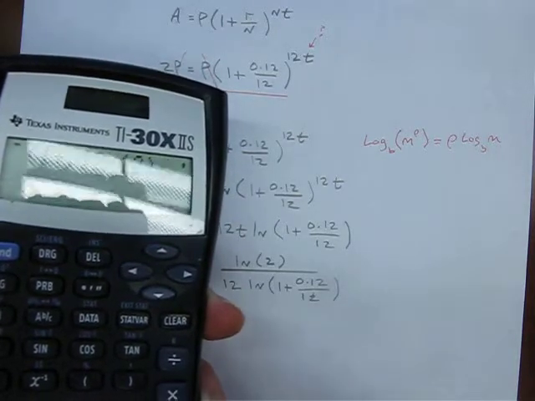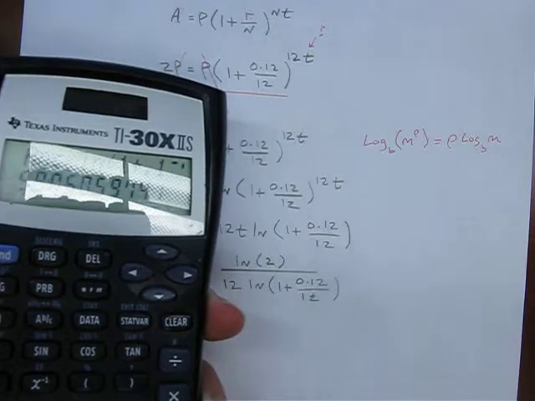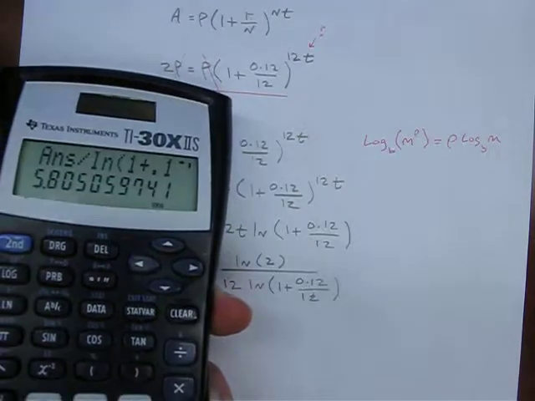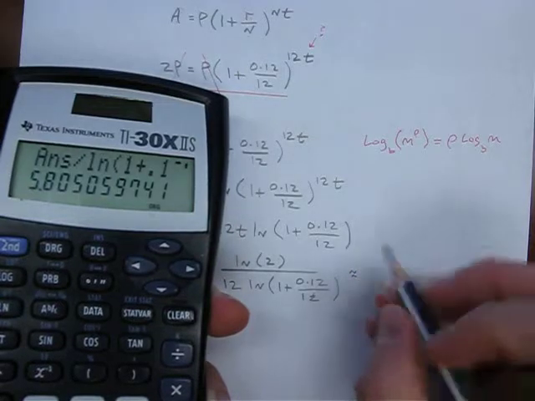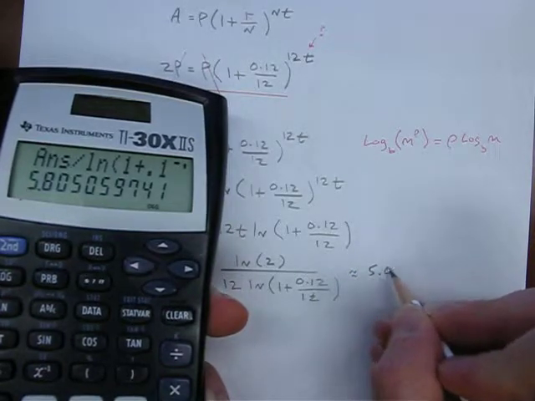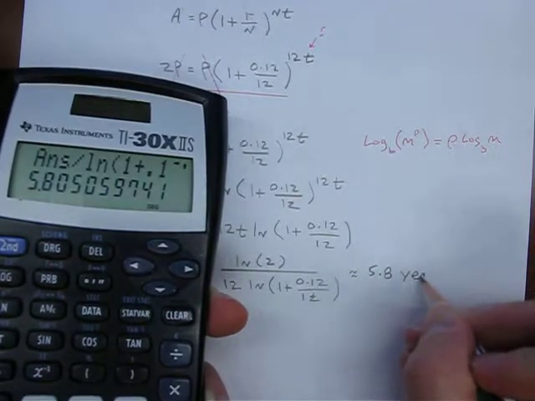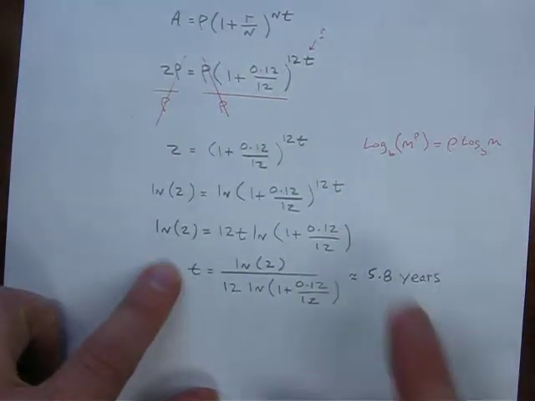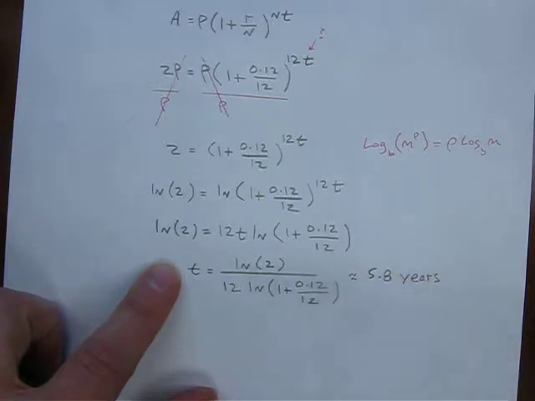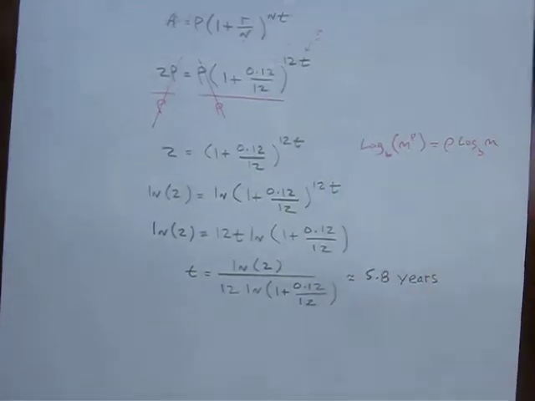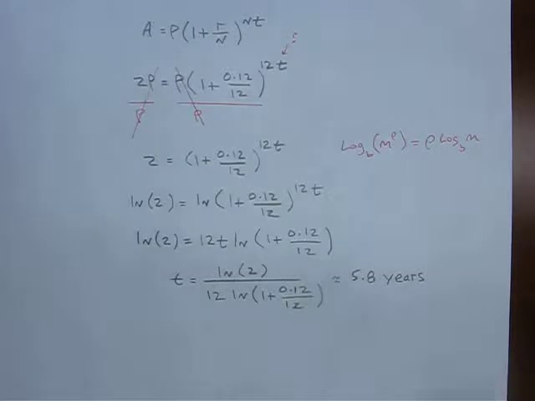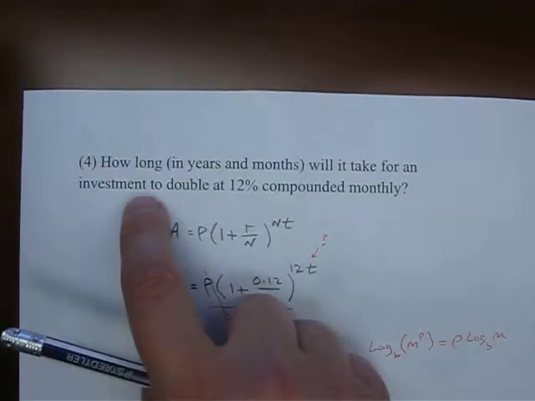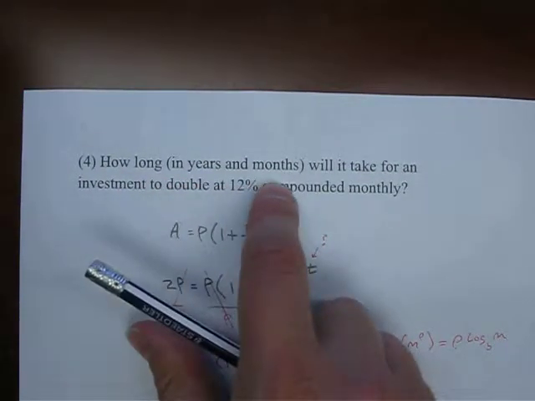Okay. So I get 5.8. Okay? 5.8. What's this? 5.8 years. The time is in years. All right? Okay. So I guess we've done most of it at this point. But I don't think I gave the answer in exactly the form it was looking for. All right, so let's see. It says how long in years and months.